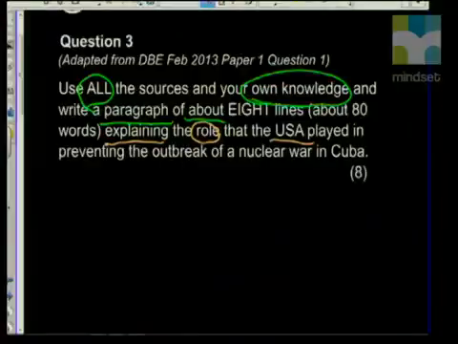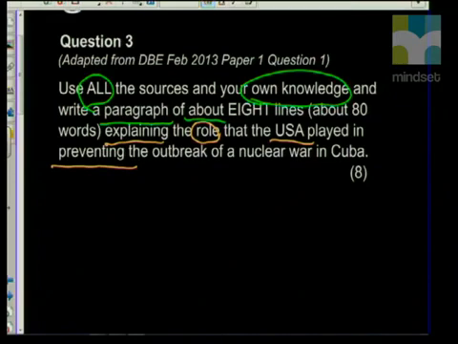And they're not looking at whether the United States was responsible for the crisis or for the outbreak of the nuclear war, but they've told you that they were trying to prevent it. So you're explaining the role played by the United States in preventing the outbreak of a nuclear war in Cuba. Now, what we're going to do, we're going to quickly look at the sources. We have not looked at all the sources, but I'm just going to point out important points that might help you answer this question, bearing in mind that the question is only asking for the role of the United States and not the USSR.